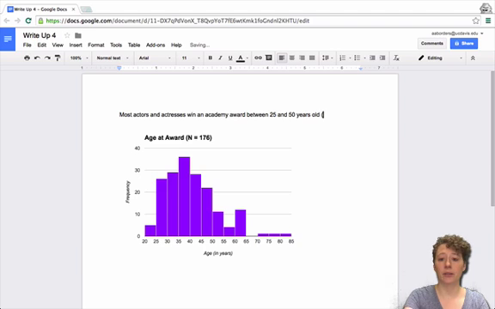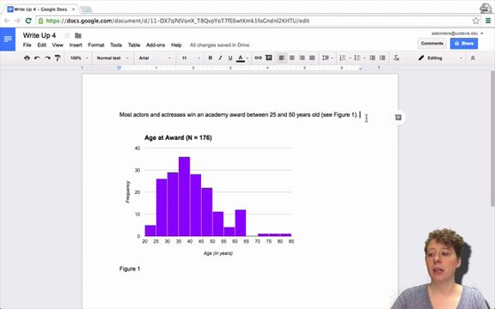I want to tell my reader exactly what graph or figure to look at. So I'm going to tell them see figure 1. And then underneath that, I'm going to give my figure a label that corresponds to that. So figure 1.